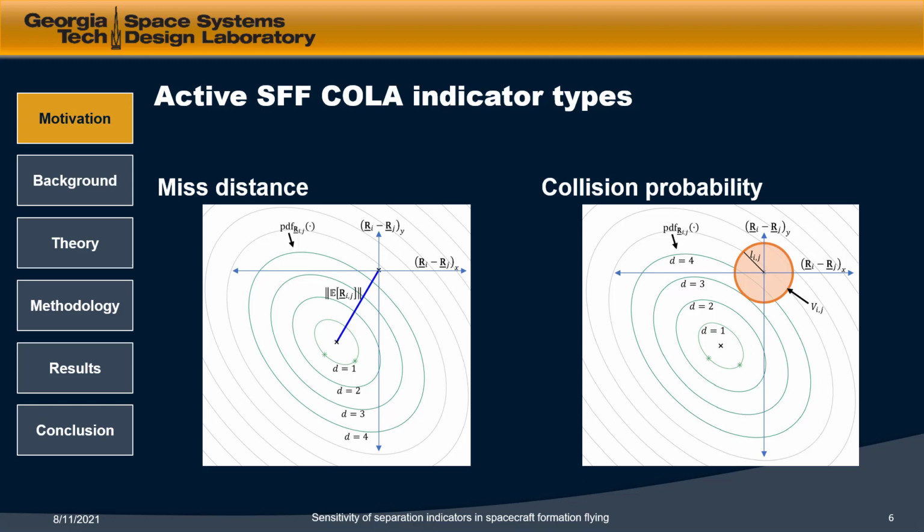In these charts, you see conceptual illustrations of probability density functions, or PDFs, of the relative position between two agents. One type of collision risk indicator is misdistance, which is any statistical description of the physical separation between two agents, as seen on the left. The other type of collision risk indicator is the probability of collision, which is the probability mass of the relative position which is inside of a collision region. Collision risk is mitigated by setting constraints in an optimal control problem in terms of these indicators.